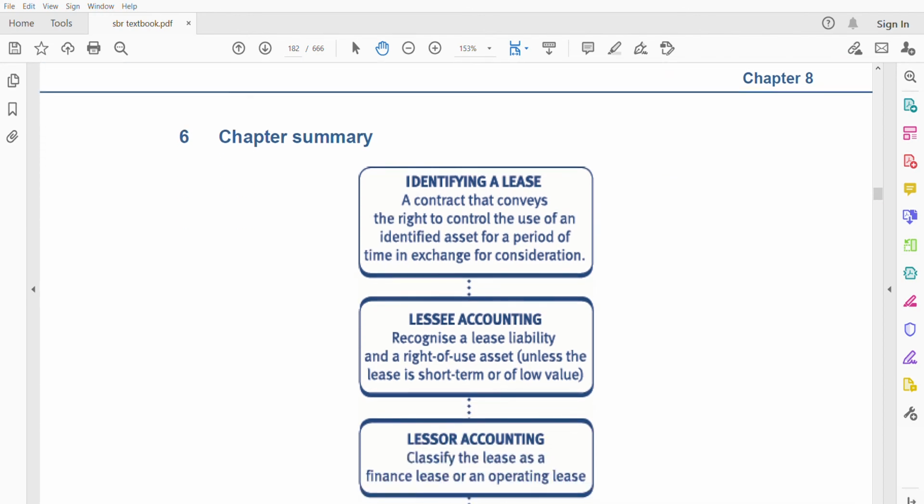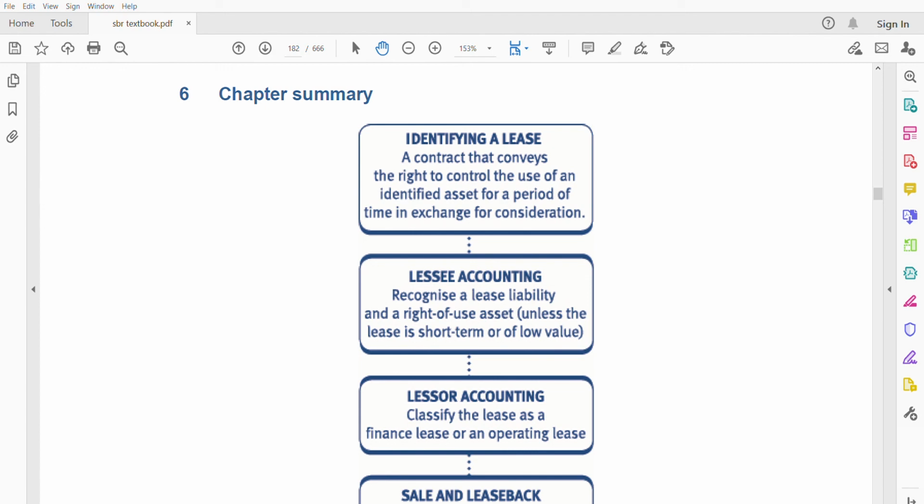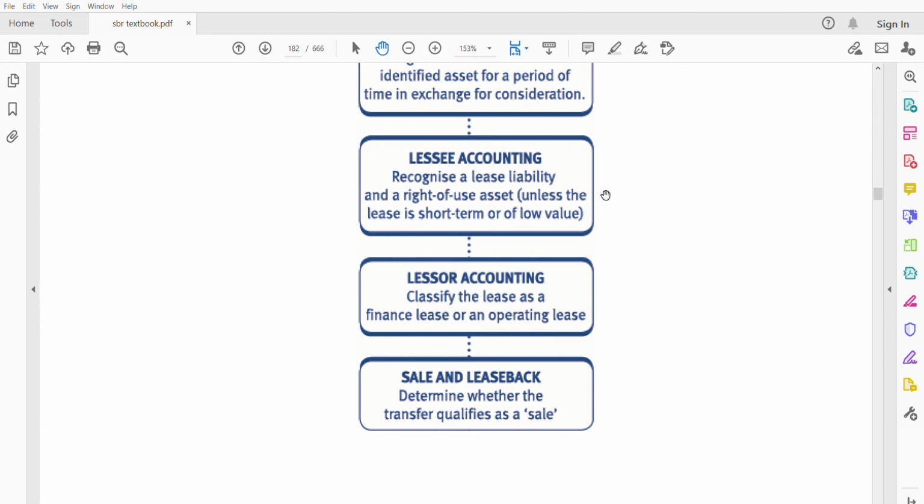So that's it. And for lease, now let us summarize everything I've discussed in part 1 and 2 before I start doing questions. Identify a lease. It's a contract that gives the right to control the use of an identified asset for a period of time, and in return you'll be receiving consideration. Lessee accounting: they recognize lease liability and right of use asset unless the lease is short term, that means 12 months or less, or of low value. That means something which is low in value when you buy it new, then you don't recognize right of use asset and lease liability, otherwise you record.